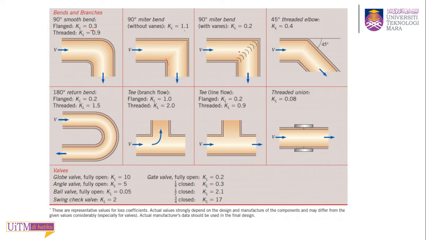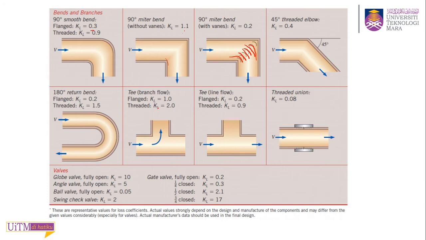Okay, but if you put a vane, this vane will help the flow. It can help the flow take the corner, go around the corner like this. So that will help the fluid to go down. So that's why your loss coefficient is reduced to 0.2. Okay, so that's a different coefficient depending on the type of bend. And 45 degrees, you have another loss coefficient. Okay, and this 180 return bend, there is a loss coefficient there.